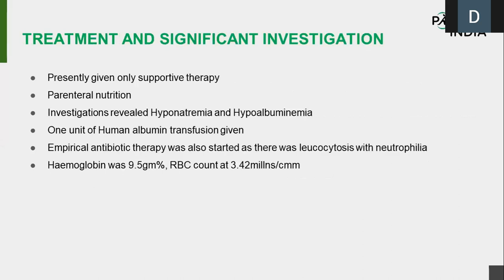Next slide. So this time for his admission, we gave him only some supportive therapy, parenteral nutrition. Investigations were done, which revealed hyponatremia and hypoalbuminemia. Hyponatremia was not corrected aggressively, but hypoalbuminemia was attempted to be corrected with 1 unit of human albumin transfusion, because nothing could be given to him orally. Empirical antibiotic therapy was also started as there was leukocytosis with neutrophilia. Hemoglobin was 9.5 percent with an RBC count of 3.42 million per cubic millimeter.